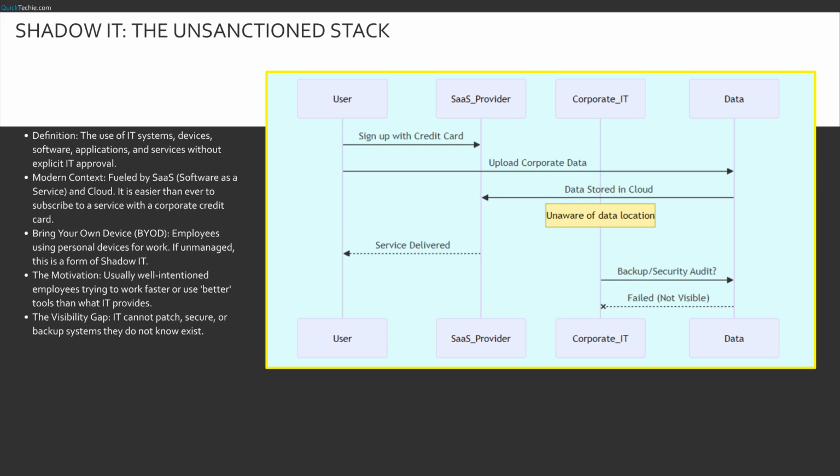This sequence shows how shadow IT bypasses control. The user connects directly to the SaaS provider and signs up. Crucially, the user then takes corporate data and uploads it to the SaaS cloud. Note the corporate IT lane. IT is attempting to perform a backup or security audit, but the line to the data is broken, marked with an X. The data has left the perimeter without IT's knowledge.